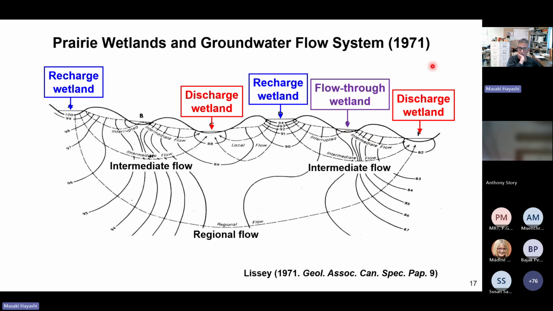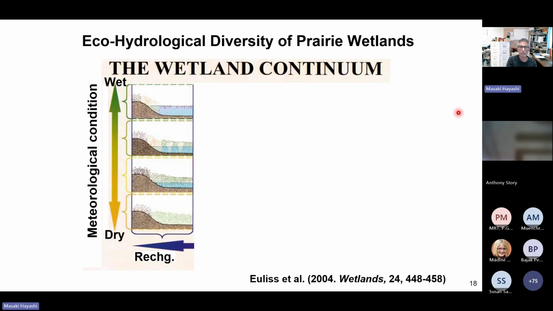Note that these recharge-discharge pairs were connected by either the intermediate flow system or the regional flow system, because the geology is supposed to be homogeneous in the glacial till. So you'd have an important contribution of the regional and intermediate flow systems. This influenced thinking by ecologists. The ecologists developed this concept of the wetland continuum to explain the eco-hydrological diversity of prairie wetlands. So let's focus on this freshwater recharge wetland.